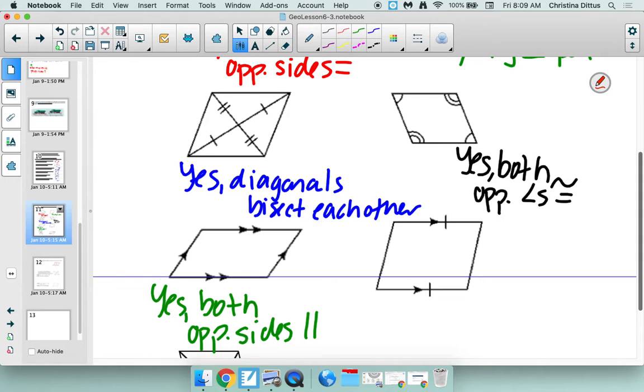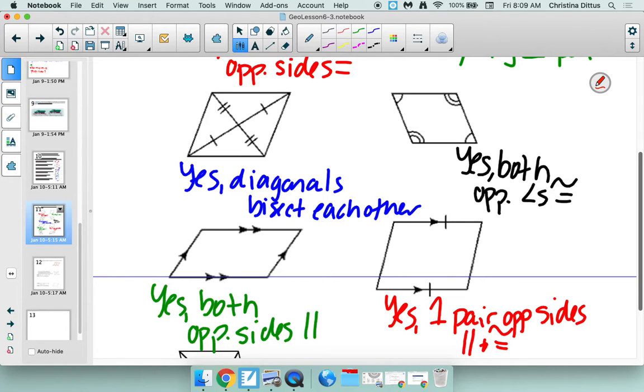Yeah, this is that one weird one. There is one pair of opposite sides that are both parallel and congruent. If we had just had like these are parallel and these are congruent, so not had those, that's not the same thing. Okay, you need the same lines to be both parallel and congruent.